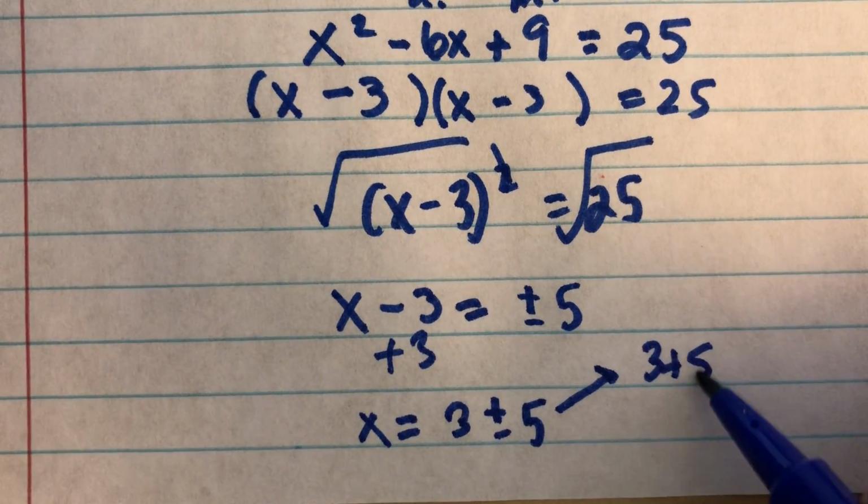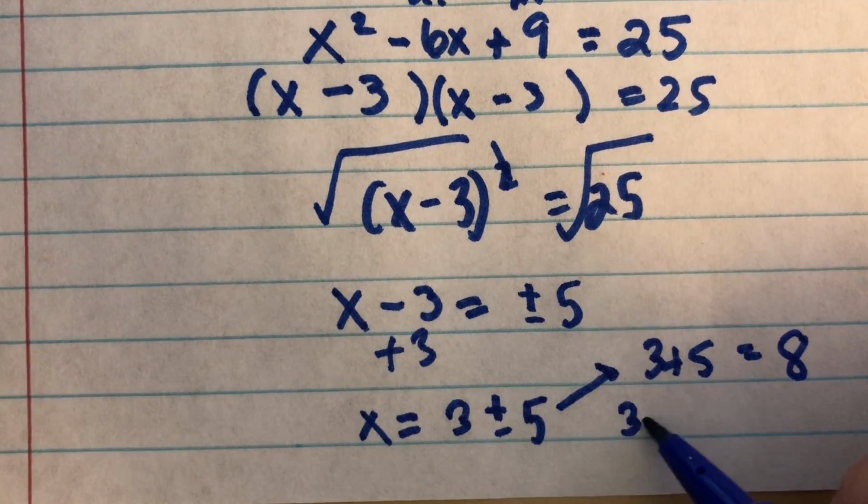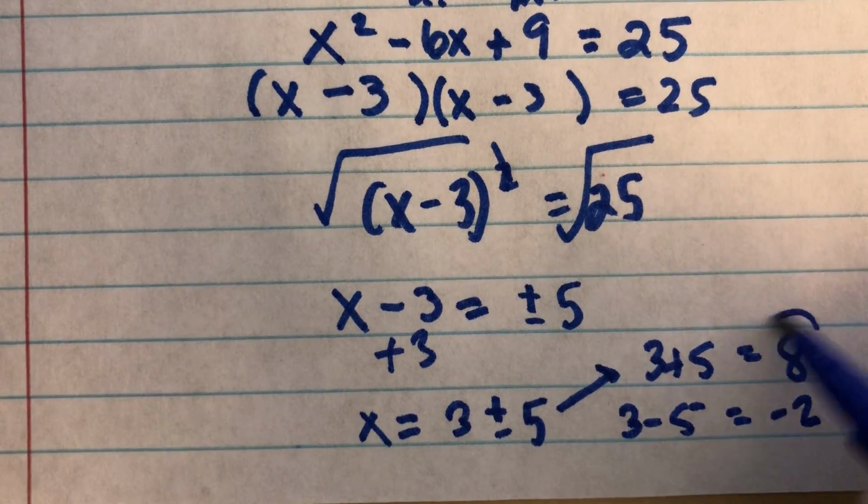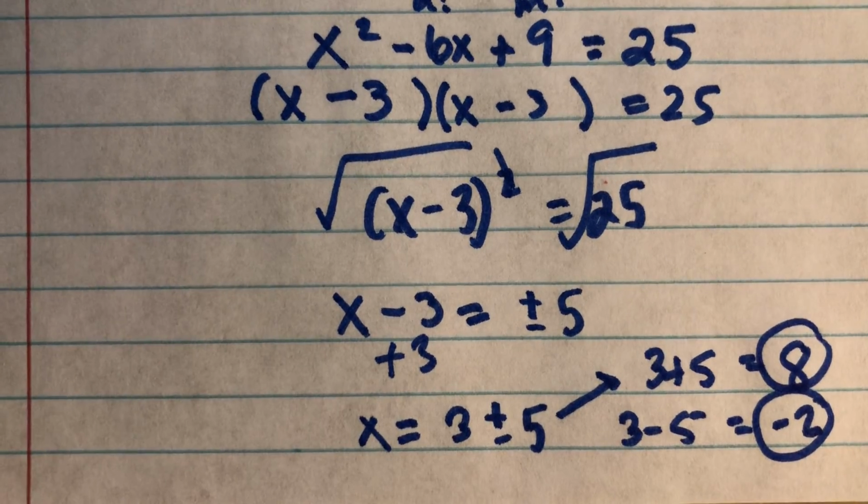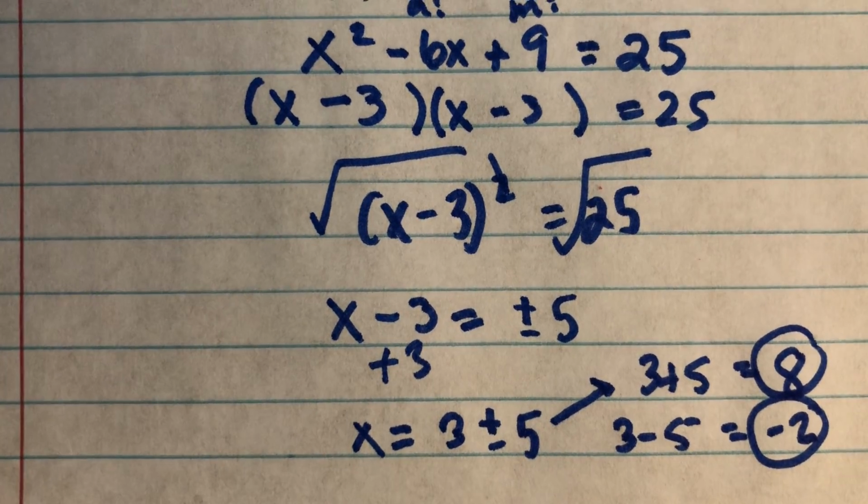So 3 plus 5 is 8. 3 minus 5 is -2. Both of those are your correct answers, so I'm going to type both of those into my boxes.